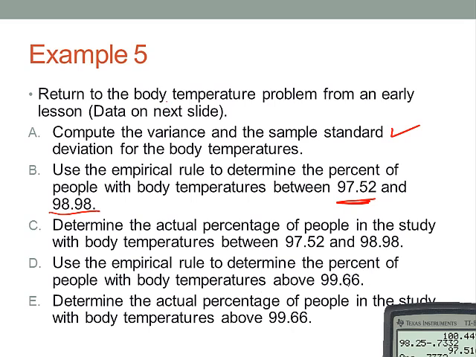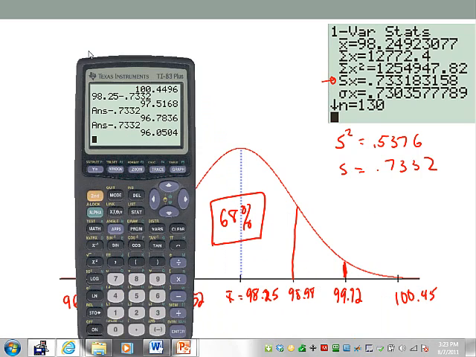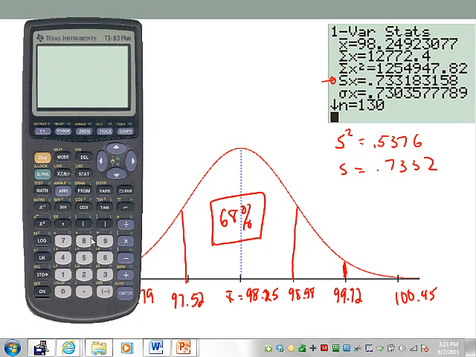Use the empirical rule to determine the percent of people with body temperatures above 99.66. Let's go over here and look at 99.66. Did I mess up there? Let me see. So 98.25 plus 0.7332 plus 0.7332. So just a rounding issue here. We will call this one here 99.66.